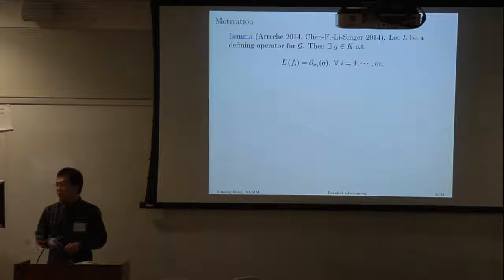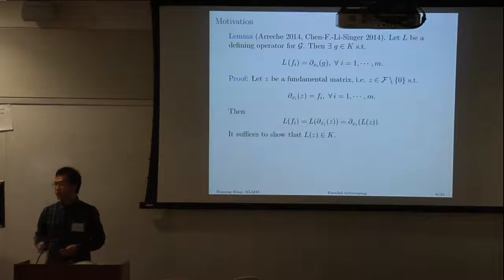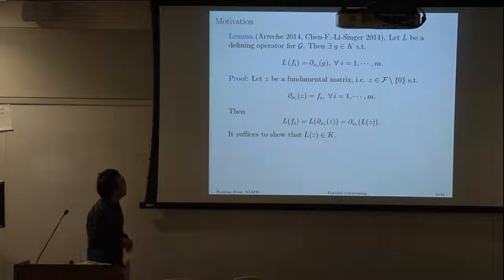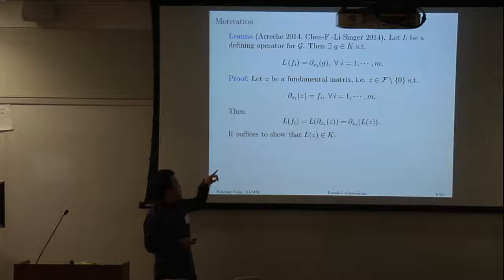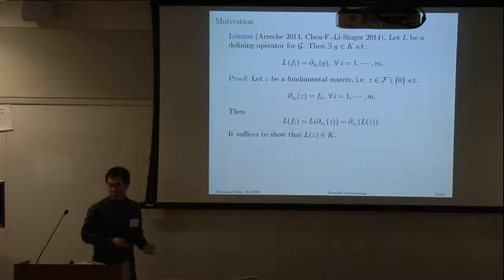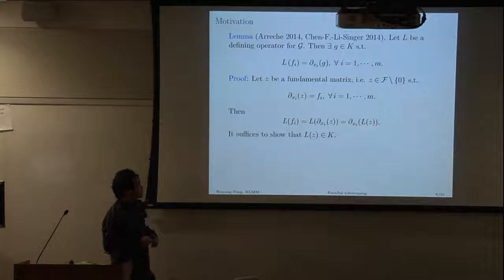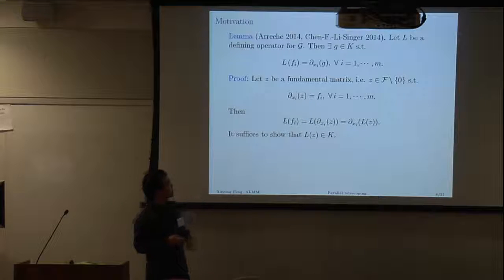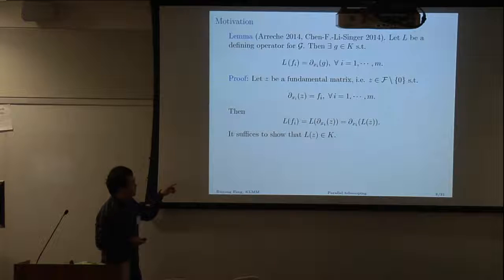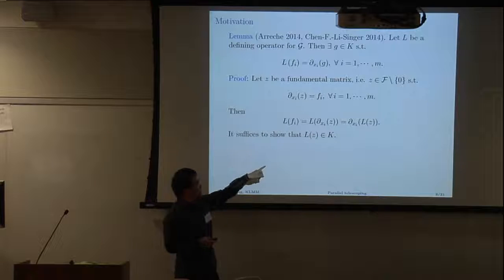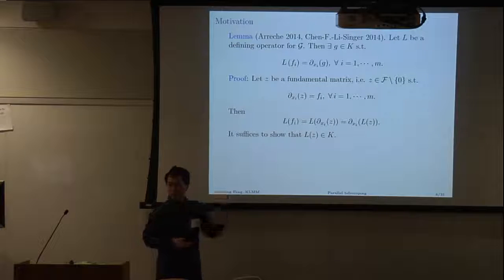And the proof is simple. Let small j be a fundamental matrix, a non-zero element in the PKYCL tension, and it solves this equation, and then we have a lot of I. In this case, you're on additive group. Yeah, additive group.